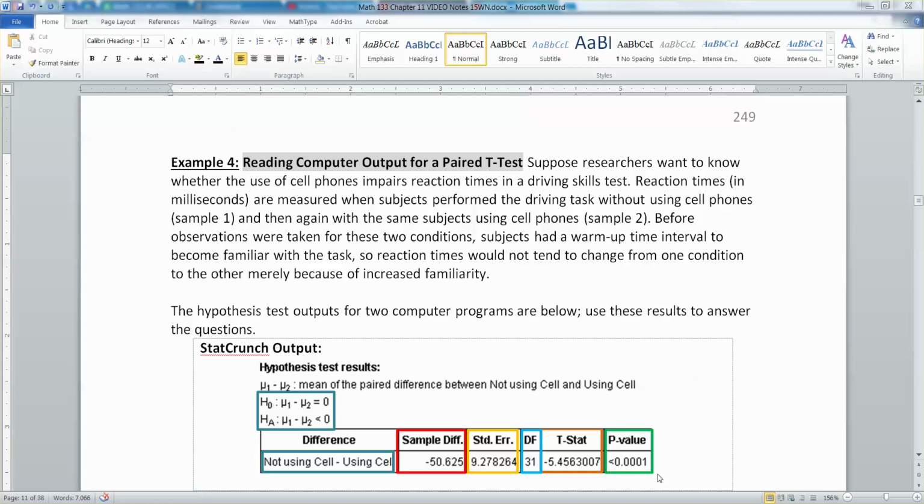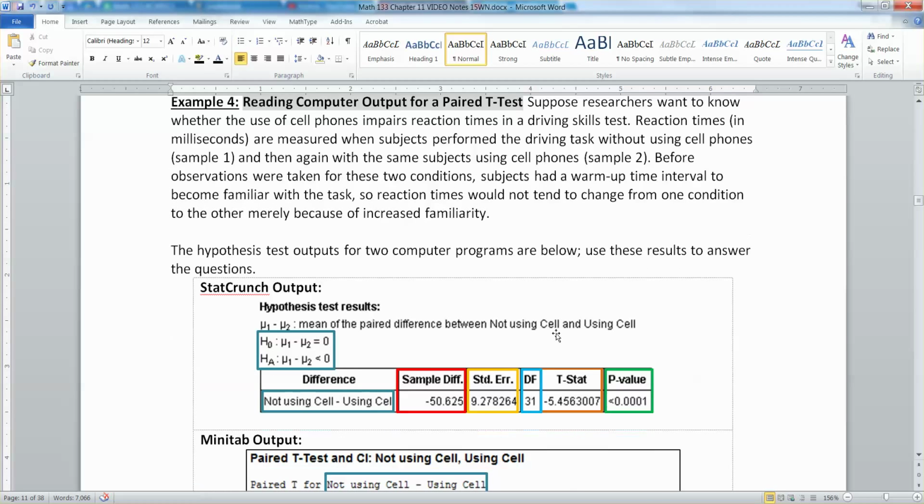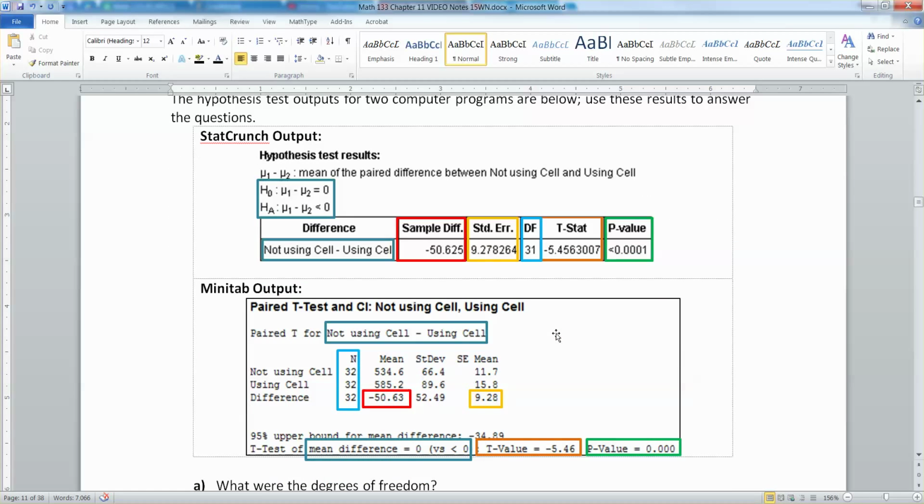The hypothesis test outputs for two computer programs are below. Use these results to answer the questions. Now in this particular example, I'm giving you both computer outputs, because I don't want you to get confused by one output versus the other. Sometimes I will give you StatCrunch, and sometimes I will give you Minitab. So for the notes, we write them both down because that way we're familiar with both of them. The top one is StatCrunch, the bottom one is Minitab.